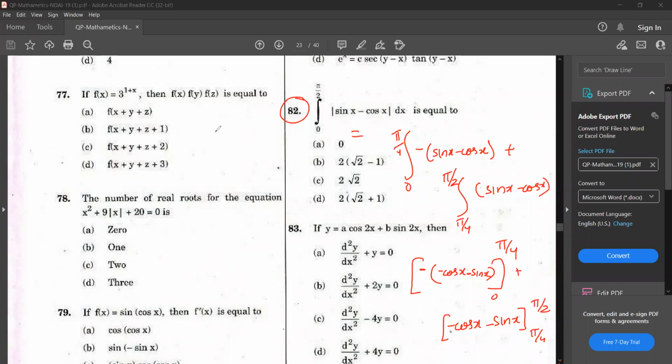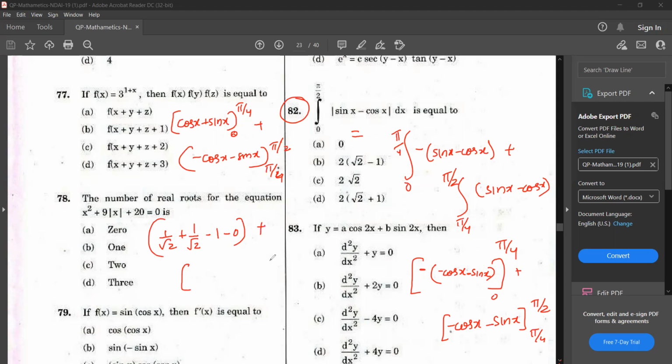Okay, so this will become cos x plus sin x, 0 to pi by 4, because this negative will go, isn't it? Plus minus cos x minus sin x, pi by 4 to pi by 2. Apply that. Cos pi by 4, that is 1 by root 2, plus sin pi by 4, that is also 1 by root 2, minus cos 0, 1, minus sin 0, 0.